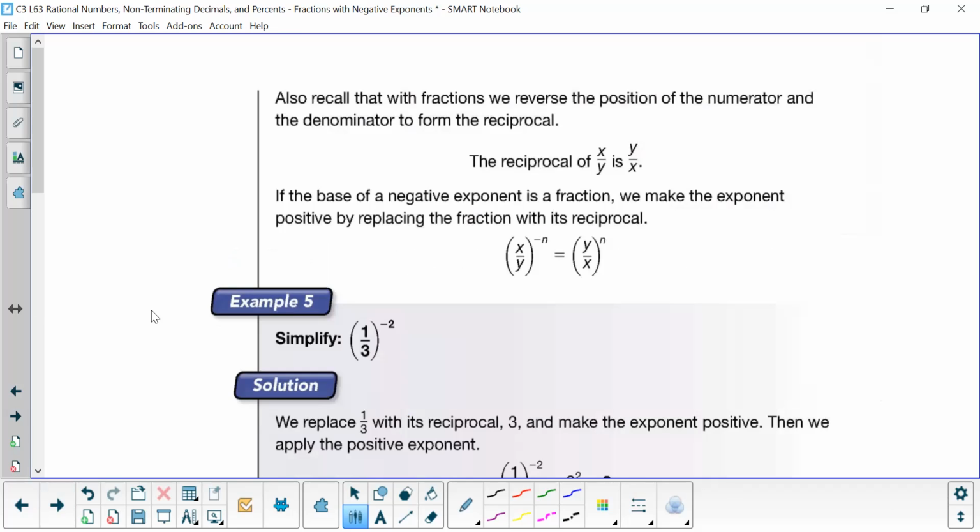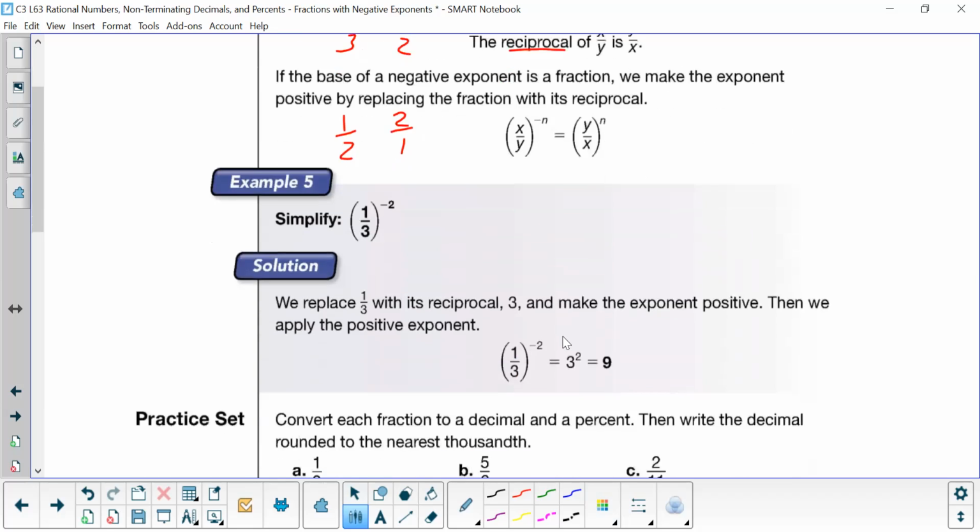I'm going to be using the reciprocal. Remember, the reciprocal is taking your fraction and flipping it. If it was 2/3, it's now going to be 3/2. If it was 1/2, it's now 2 over 1. The reciprocal is just flipping it. So if I have a fraction with a negative exponent, to solve that, I find the reciprocal of it and then make the positive exponent. So 1 over 3 to the negative second is going to be 3 over 1 to the second. Well, 3 over 1 is 3, squared is 9.